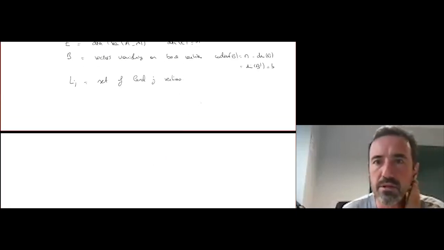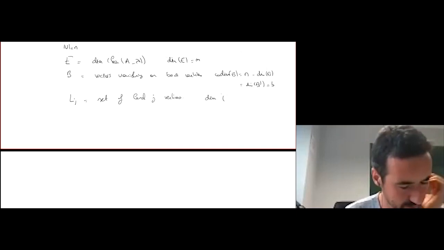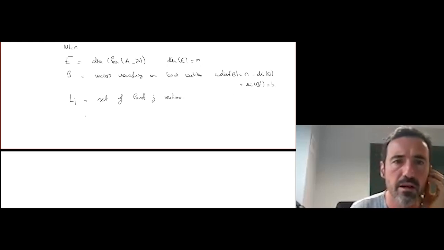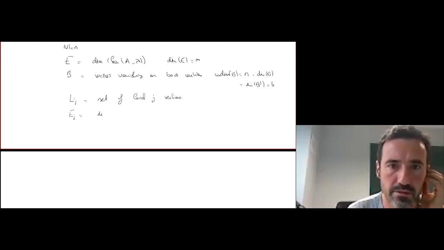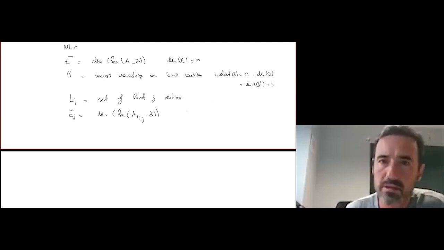Okay, so the dimension of Ej will be the dimension of K of the eigenvectors restricted to lambda j. The assumption says that the dimension of Ej is Lj.